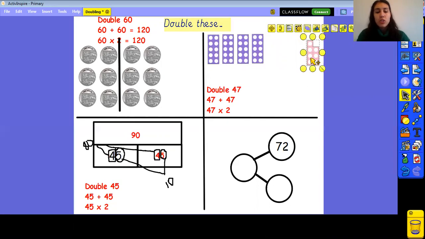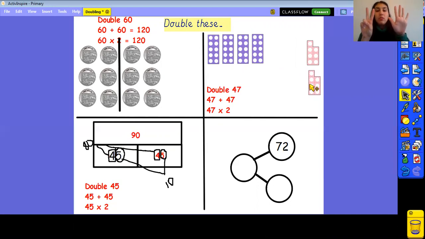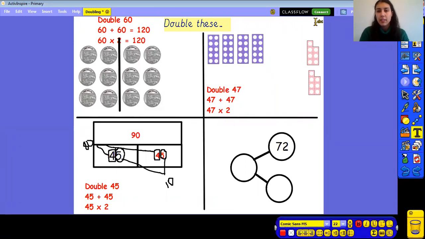So now if I double my 1s, 7 add 7, or 7 times 2, where we could do 2, 4, 6, 8, 10, 12, 14. So 7 add 7 or double 7 is 14. And I'll just keep a note of that there.